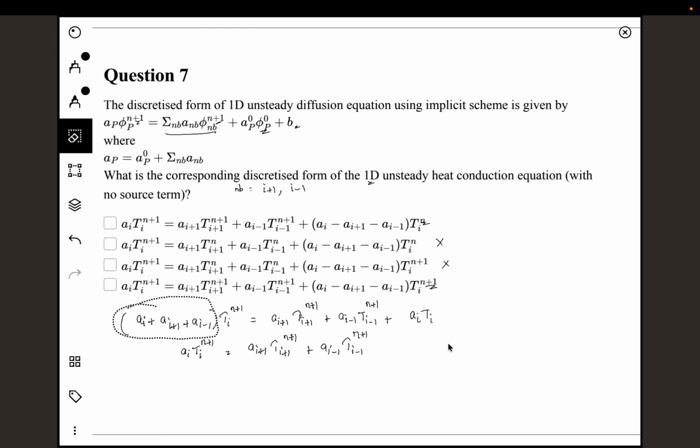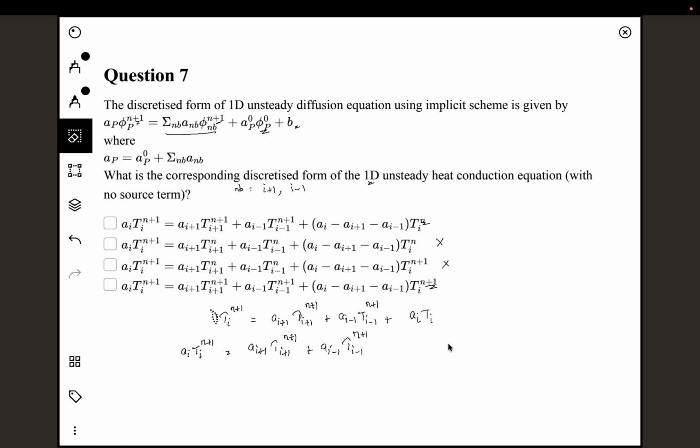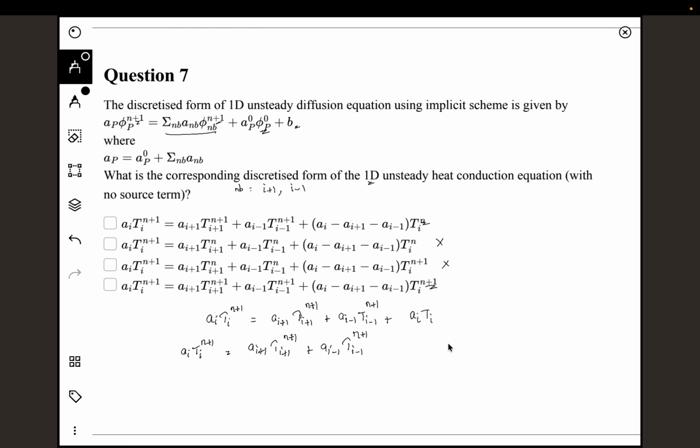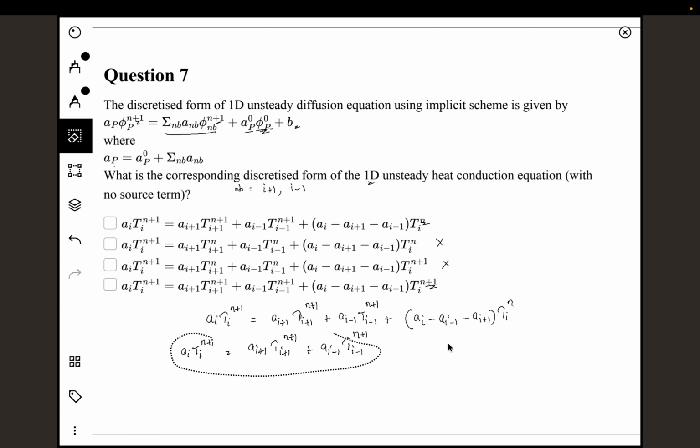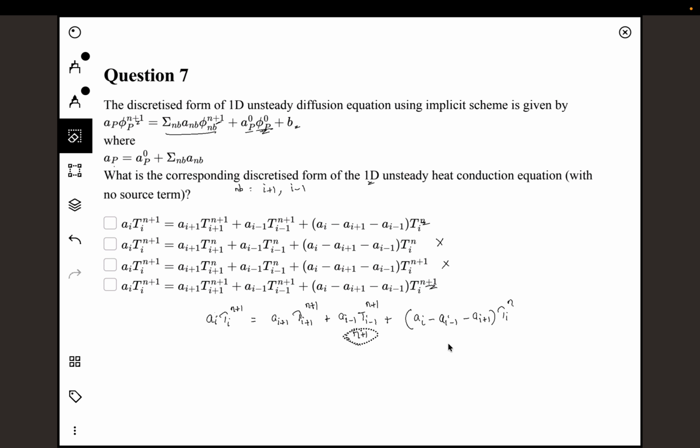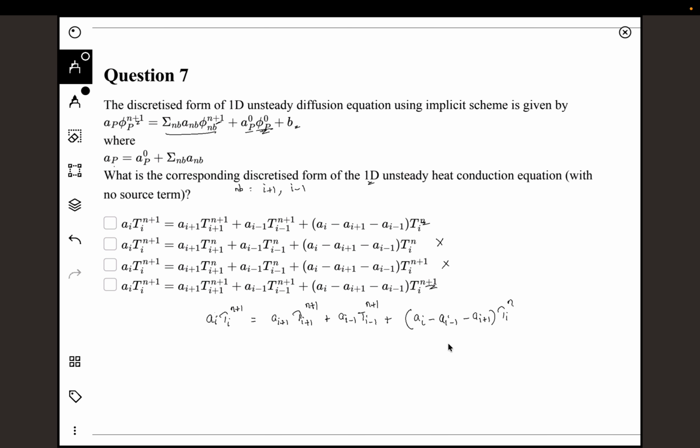Sorry, there was a confusion here. So I have AP, which is basically A_i T_i^{n+1} is A_{i+1} T_{i+1}^{n+1}, A_{i-1} T_{i-1}, and then I have AP naught TP naught, which is basically AP naught is basically AP minus sigma A_nb. So AP is A_i minus sigma A_nb, that is A_{i-1} and A_{i+1}, times TP naught is T_i^n. Yeah, sorry for the confusion. I think now this is clear.